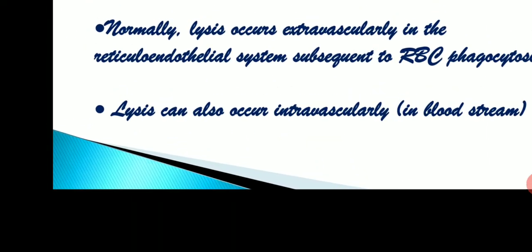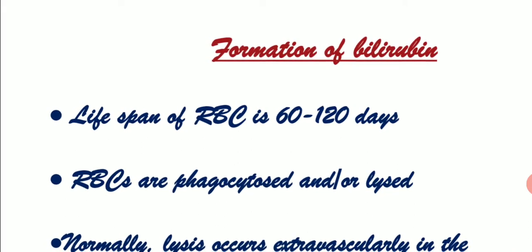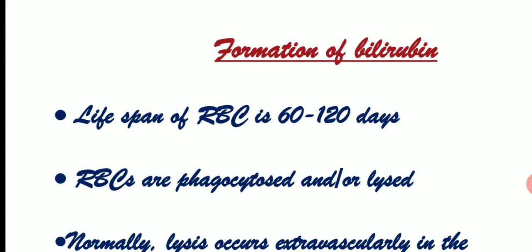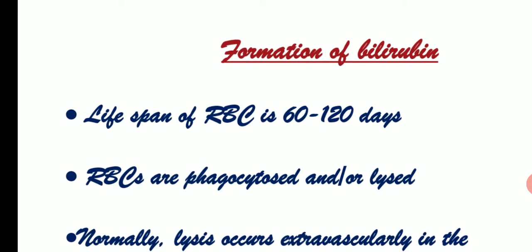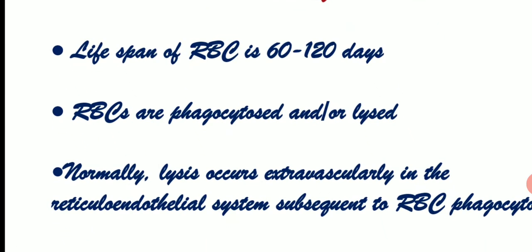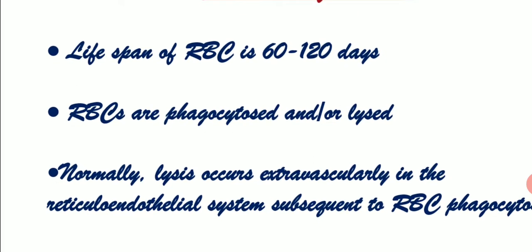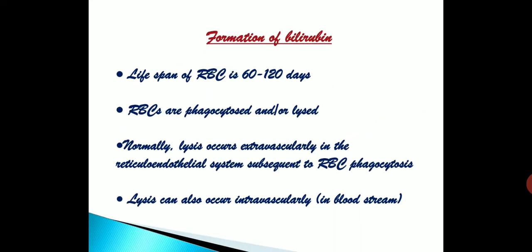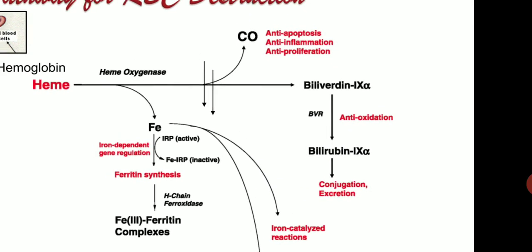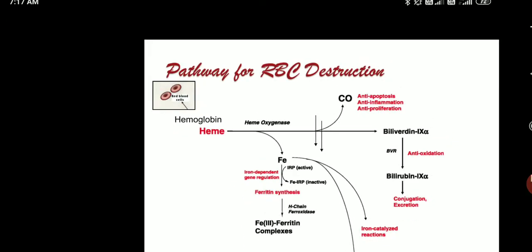Now we come to the bile pigments. Formation of bilirubin. The lifespan of RBC is 60 to 120 days. RBCs are phagocytosed or lysed. Normally, lysis occurs extracellularly, with subsequent RBC phagocytosis. Here in this slide, the pathway for RBC destruction is shown.